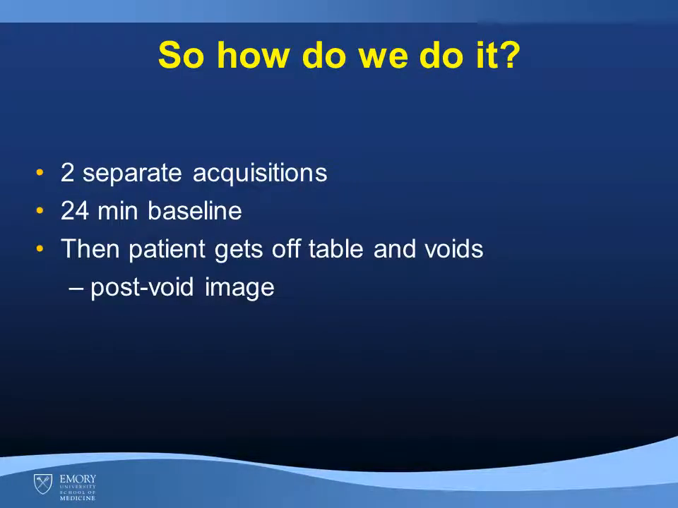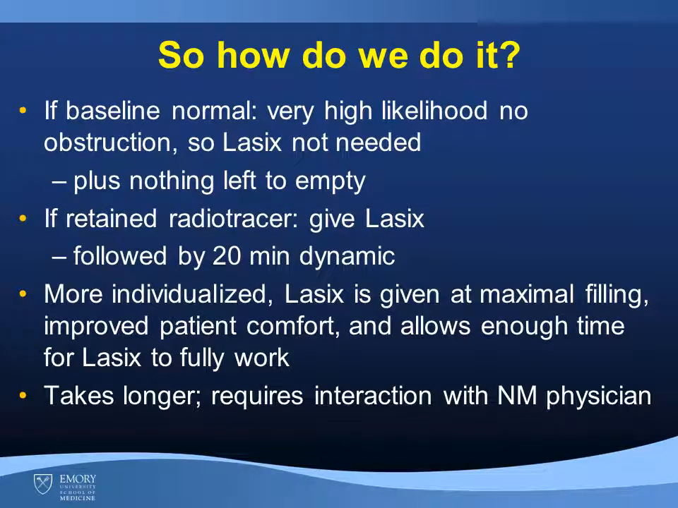How do we do it at Emory? We do it with two separate acquisitions. First, we get a 24-minute baseline. Then the patient gets off the table and voids, and we get a post-void image, and then the images are checked. If the baseline is normal, there's a very high likelihood there's no obstruction, so Lasix is not needed, and there's nothing left in the collecting system to empty anyway. But if there is retained radiotracer, we give Lasix, followed by a 20-minute dynamic image. This is done with the patient back on the table.